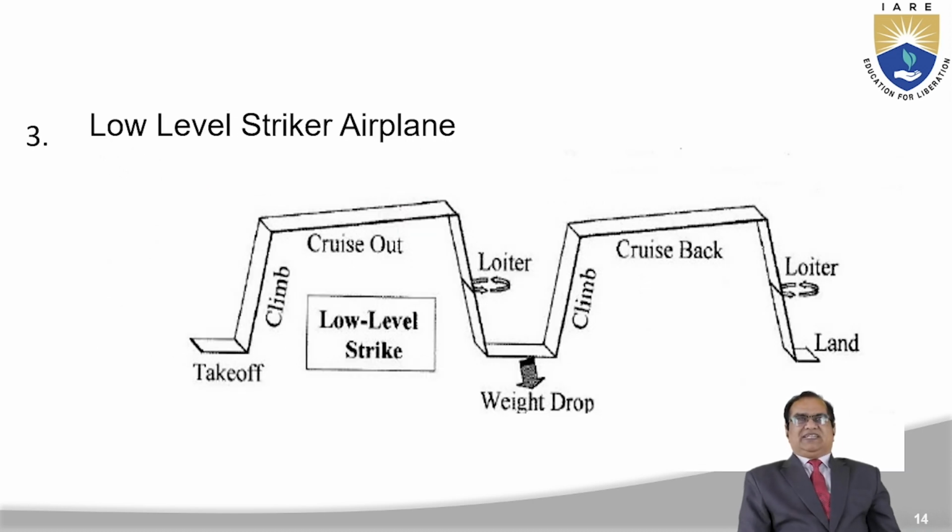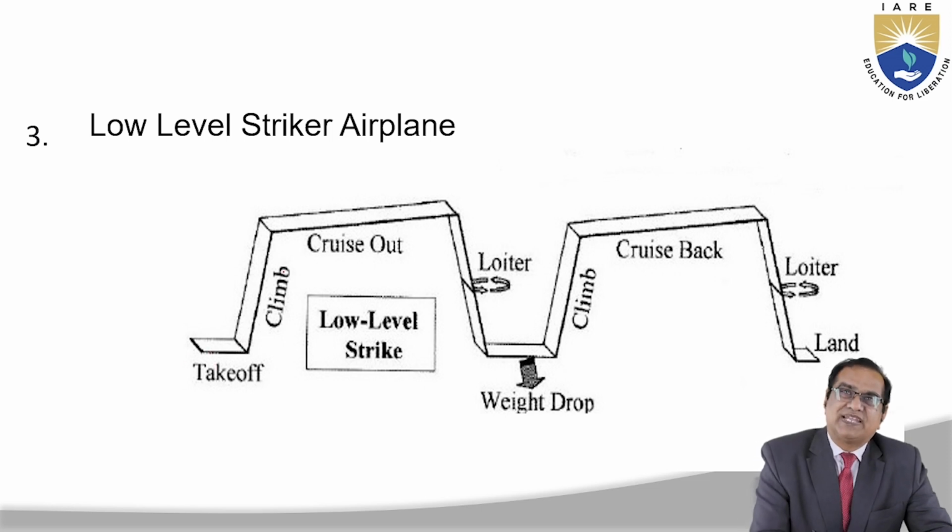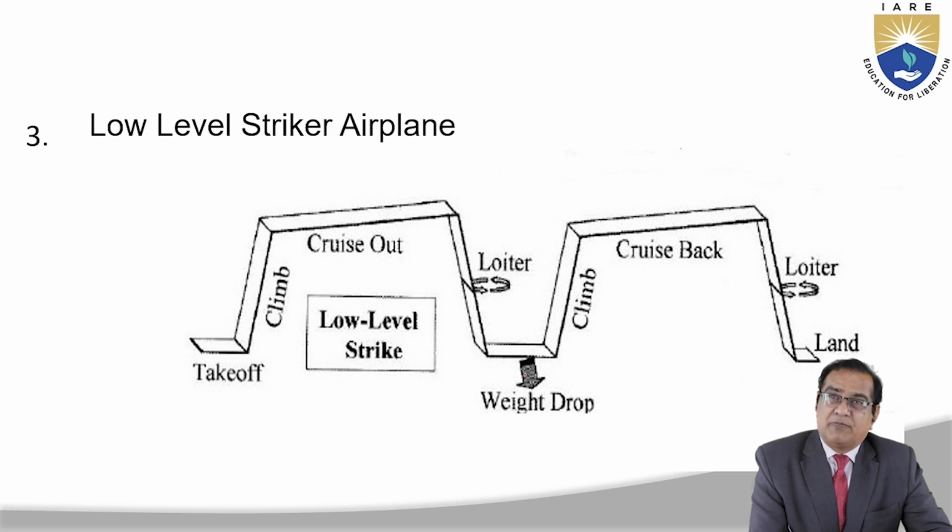Now I will go for the third one. It is a low level strike airplane. These are striker aircraft, military aircraft, for the Indian Air Force or other air forces of the world. They use this type of aircraft. So they will take off like the previous one. They climb, they cruise, they loiter, and they drop the weight or the bombs here.